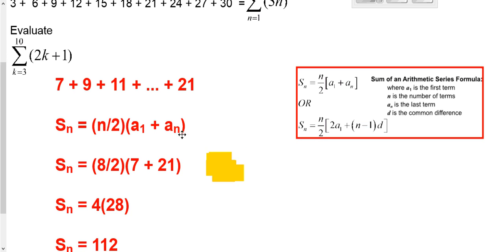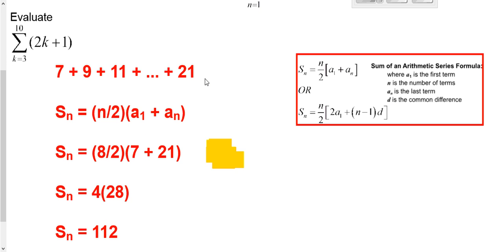Now, if you wanted, you could have listed all these terms out and added them together by hand with your calculator or in your head. That's one way you could have done it. But you could just do it by using your formula.